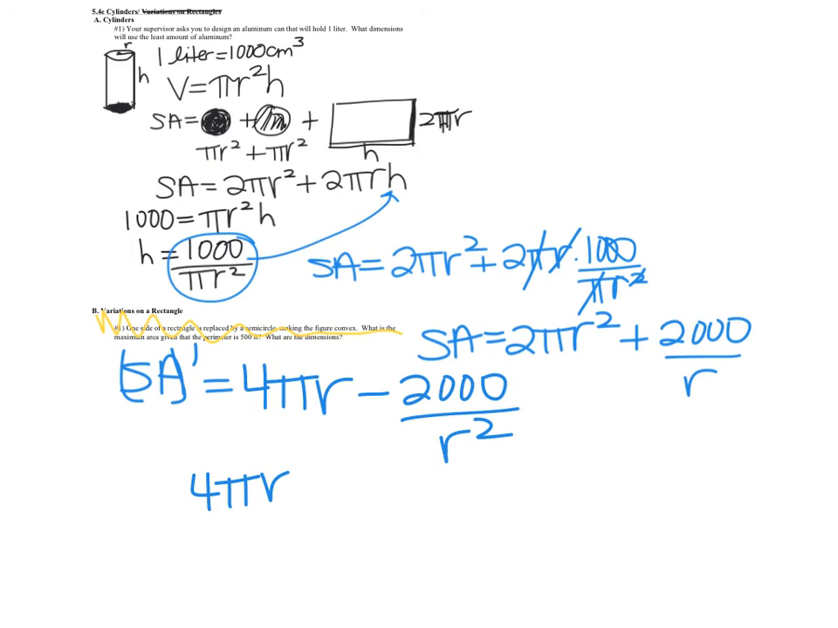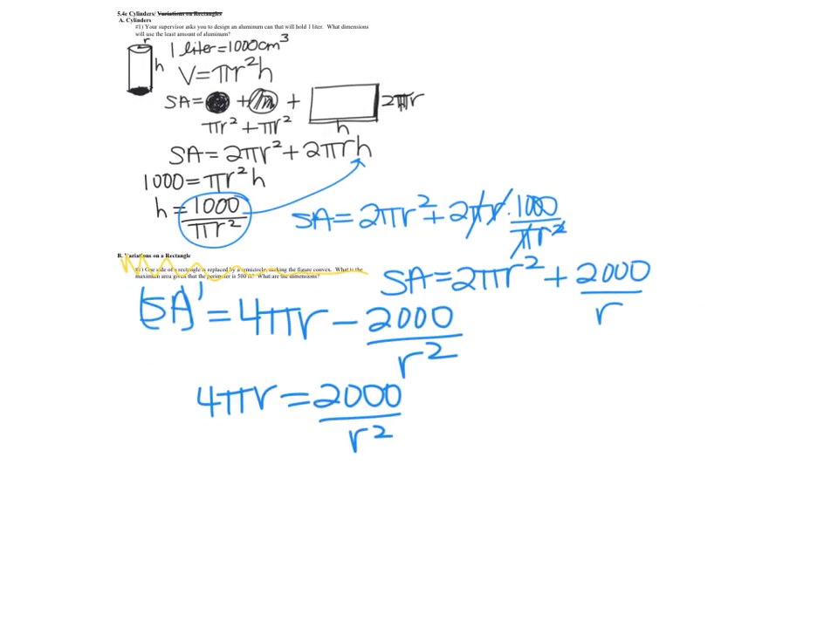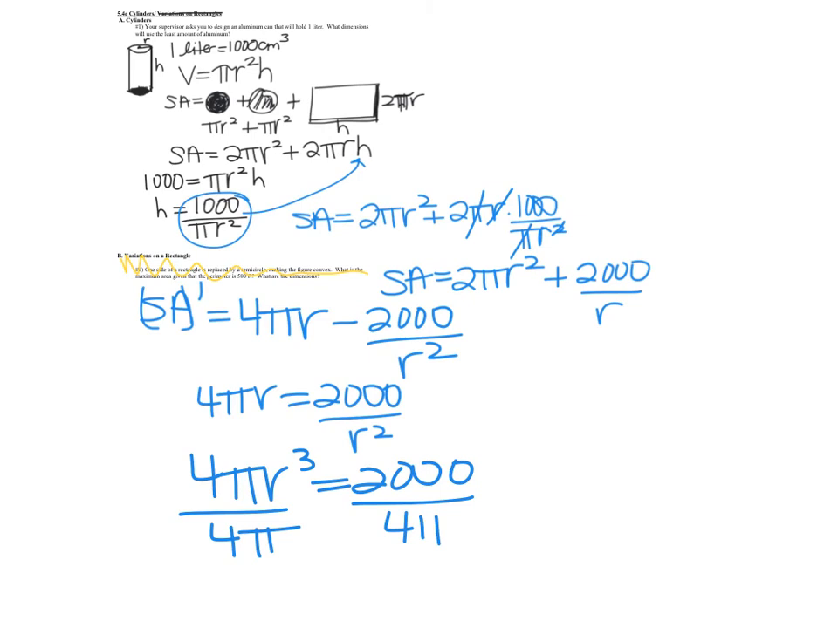So 4 pi r equals 2,000 over r squared. These are never going to turn out nice because pi is involved. They're not going to come out to 4 or 5 or something cool. This one actually turns out to be kind of cool. I'll show you why. Multiplying by r squared, you get r cubed. So 4 pi r cubed equals 2,000. Divide by 4 pi. If you're going to put that whole thing in your calculator, make sure you divide by parentheses 4 pi. And then take the cube root.